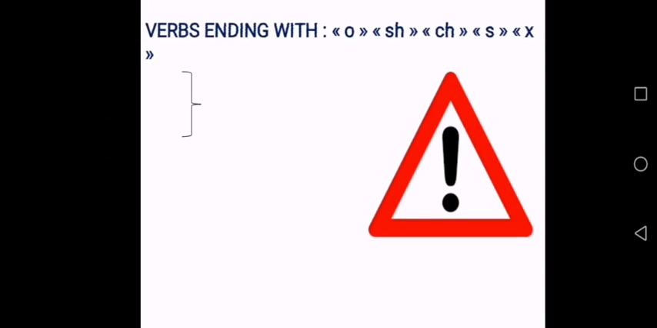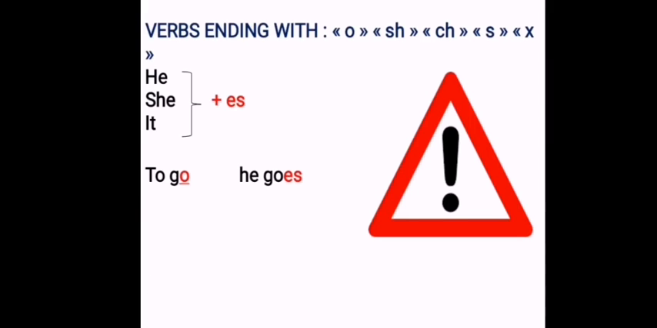Okay, so now, verbs ending with O, SH, CH, S, X. How do we conjugate these verbs with he, she, it? With he, she, it, we add ES to these verbs. We don't add only an S. Let's have an example so that you understand. For example, to go, we say "he goes" and we add ES.